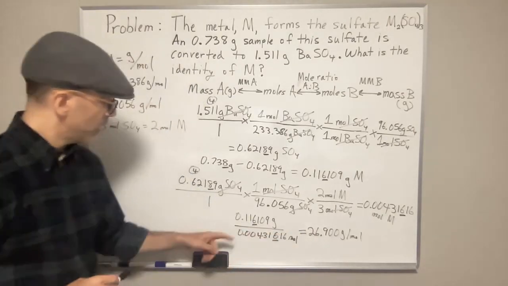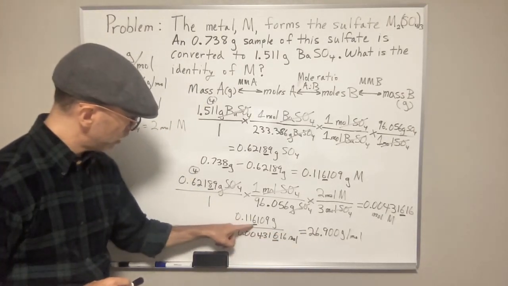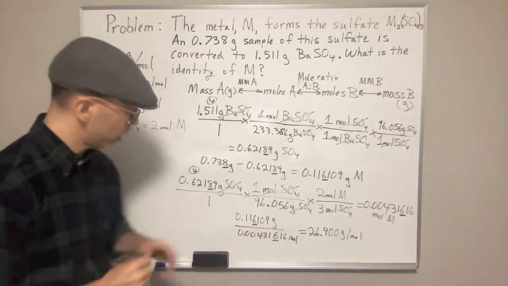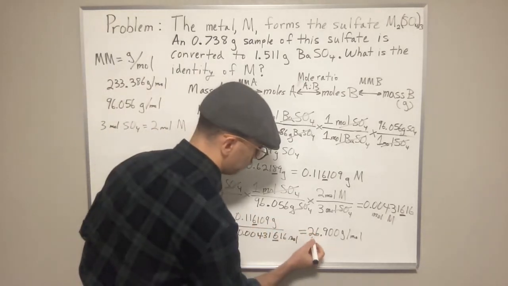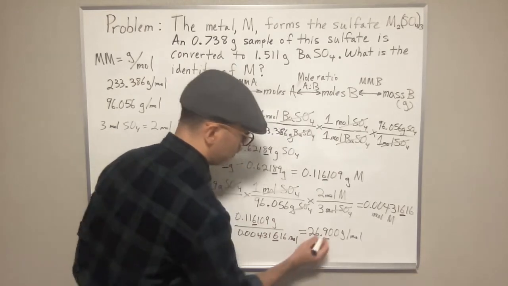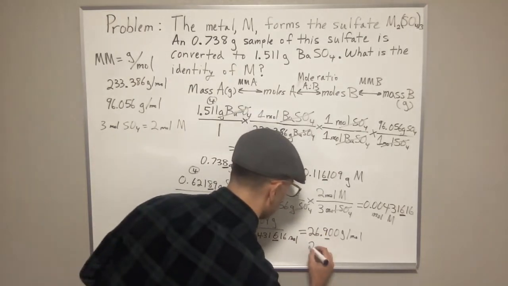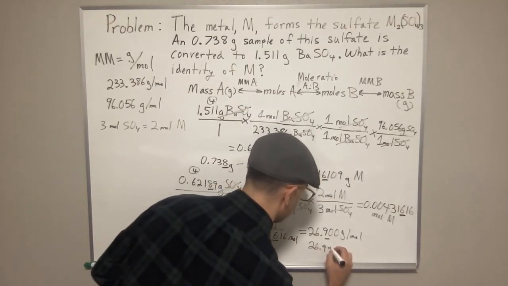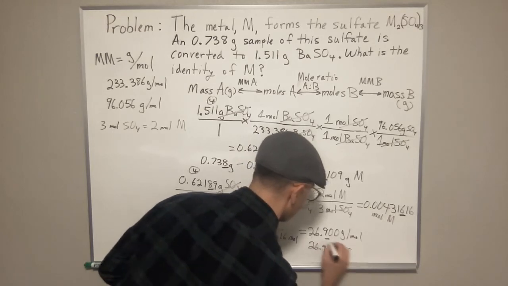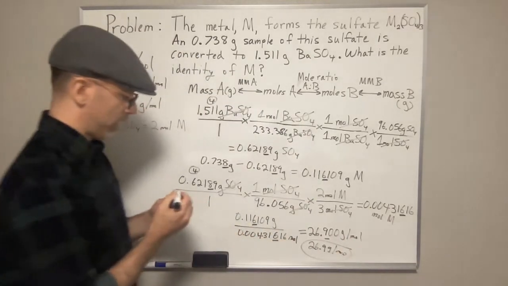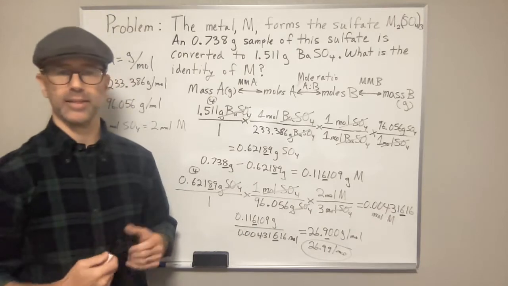So there's my molar mass. So I have 3 sig figs here. I have 4 here. So I'm only allowed 3 sig figs. 1, 2, 3. So the final answer would be 26.9 grams per mole. And all I need to do is look that up on my periodic table.